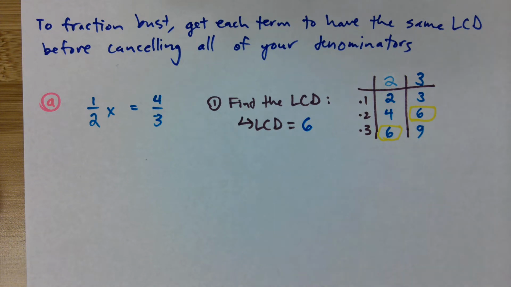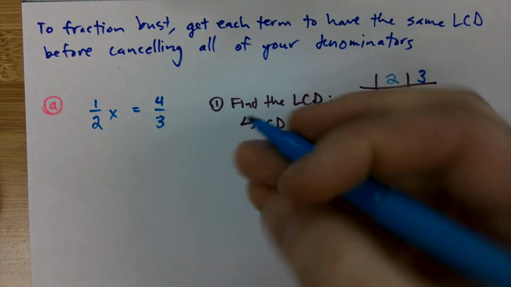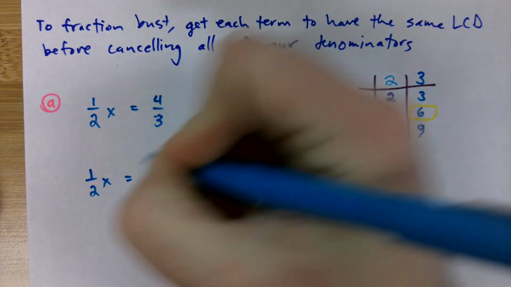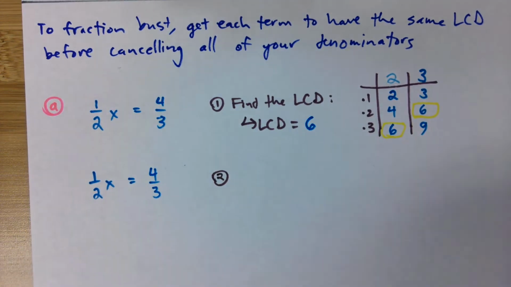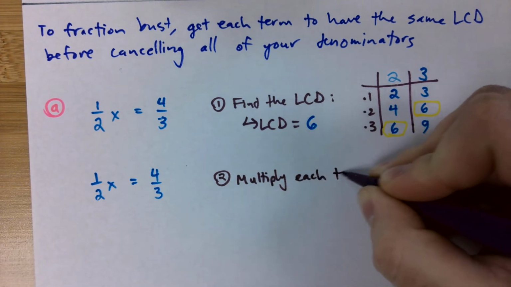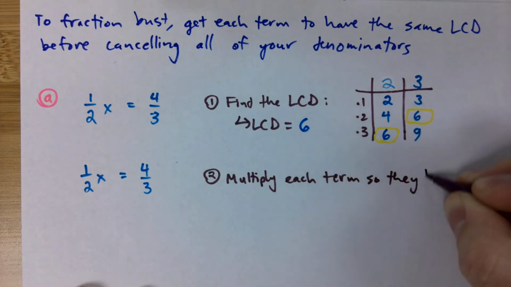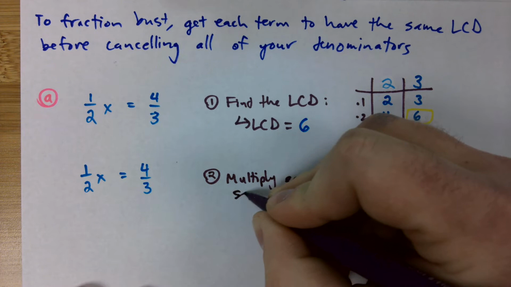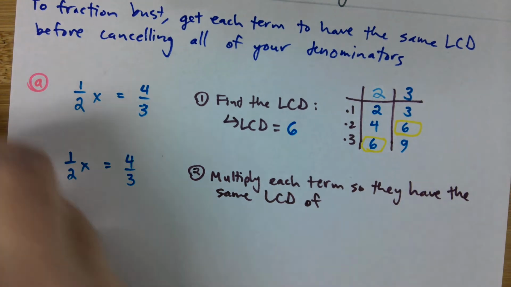Now we know that we want both of these fractions to have a denominator of 6. So we're going to have to now multiply these fractions by whatever multipliers are going to give us 6 on the bottom. So I'm going to rewrite 1/2 x equals 4/3. Step 2 is going to be to multiply each term so they have the same LCD. And I'm going to stop right there. I'm not going to write of 6.